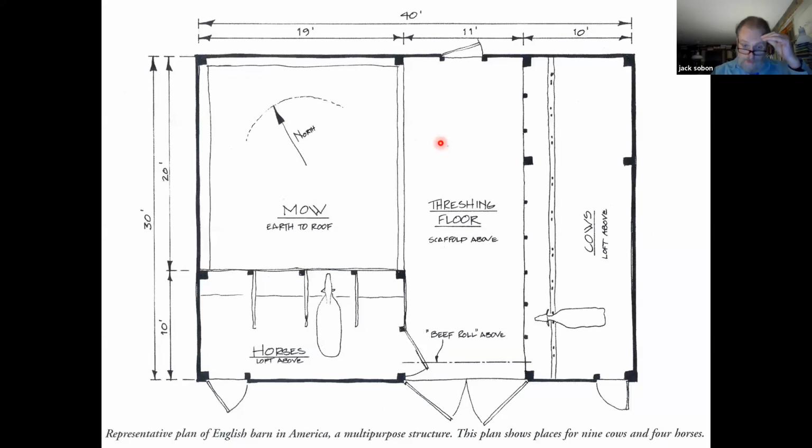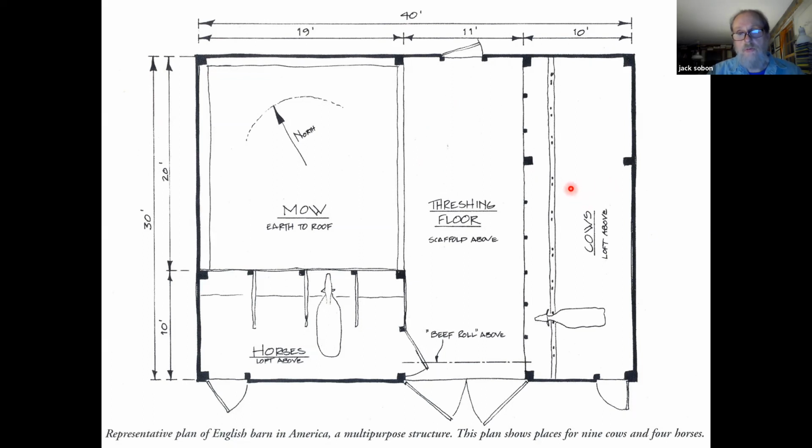Now, in this case, there's a big door on the south end and a smaller door on the other end. But there has to be doors at both ends, whether they're big or small, to get the cross draft for winnowing the crop. And this was typically the only wooden floor in the barn. The animals would typically stand on the dirt, unless it was built on the side of a hill, for instance.